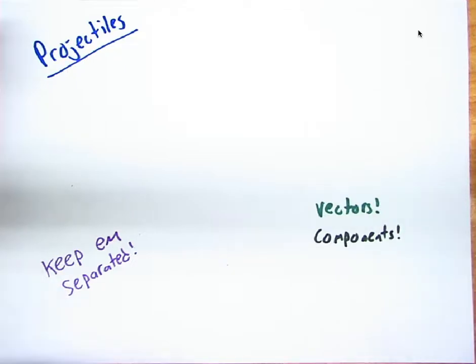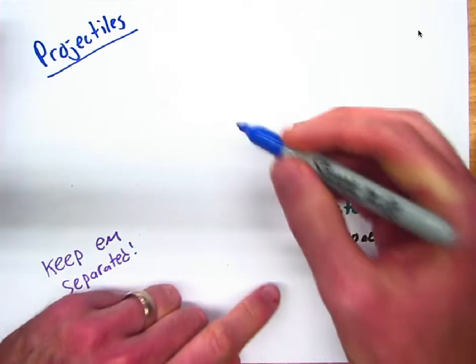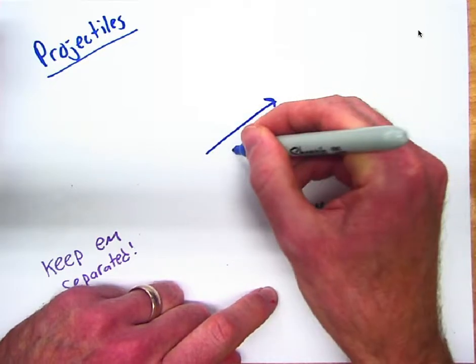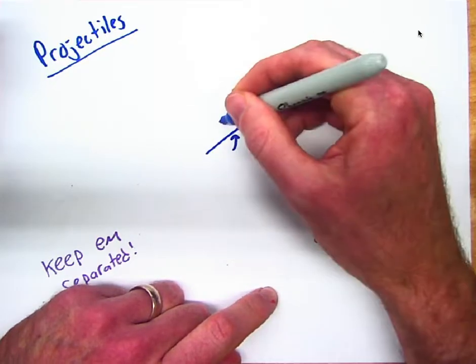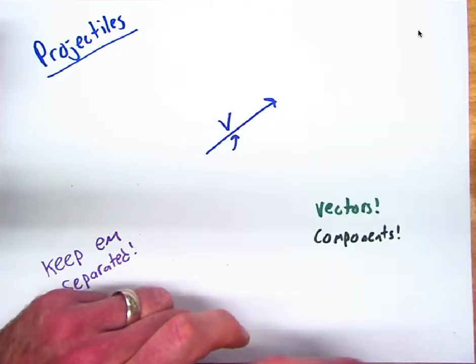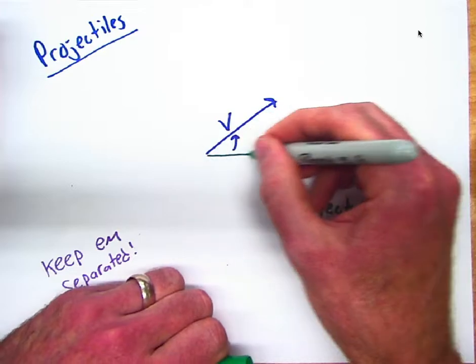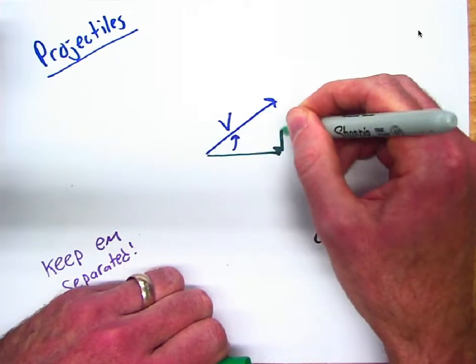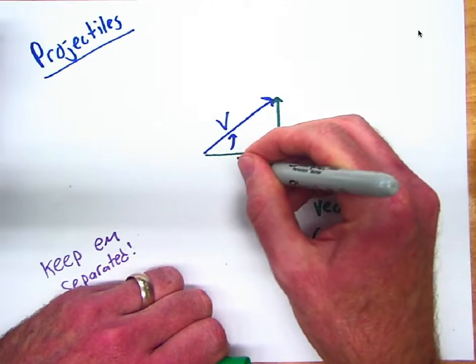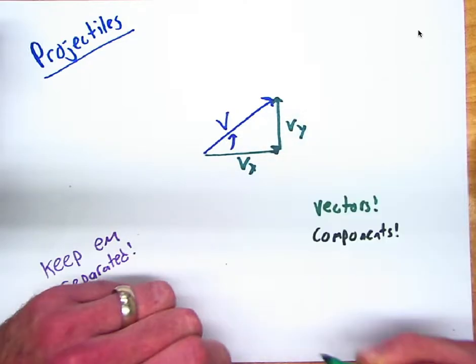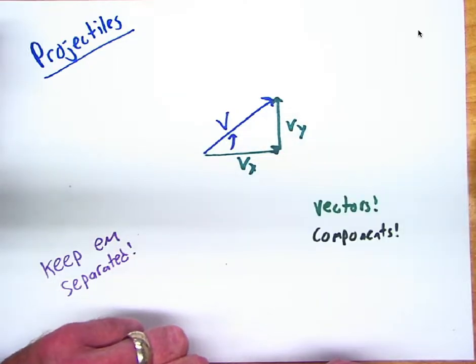So just a quick little review about vectors and components. If I have a vector that's going off at an angle, and I make that a velocity vector, I can split that vector up into two pieces, one that's going this way and one that's going that way. Maybe I could call that one Vx, and maybe I could call that one Vy. So that's just something important to remember that we'll be able to do.